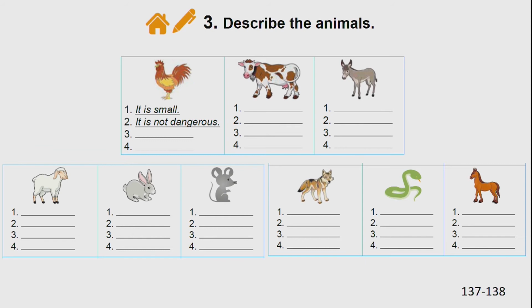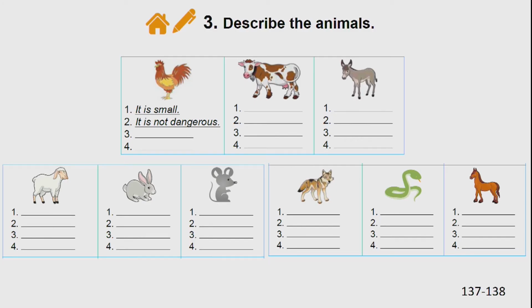Now it's time for your homework. Look at exercise 3, pages 137 and 8. There are 9 animals in the table. Think about the animals and write 3 or 4 sentences about each picture using the adjectives from today's lesson. For example, picture 1. I see a rooster and I write, it is small, it is not dangerous, it is fast. It is a pet animal. Do this task in your copybooks.